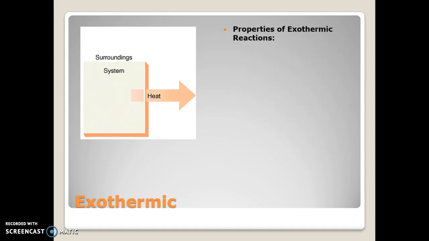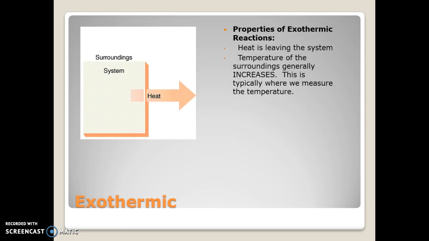If the exothermic process takes place, what's going to happen? Heat's going to leave the system. So the temperature of the surroundings is going to increase. So you're going to feel the temperature get hotter because we can only feel what goes on in the surroundings. We can't feel what goes on inside the system.